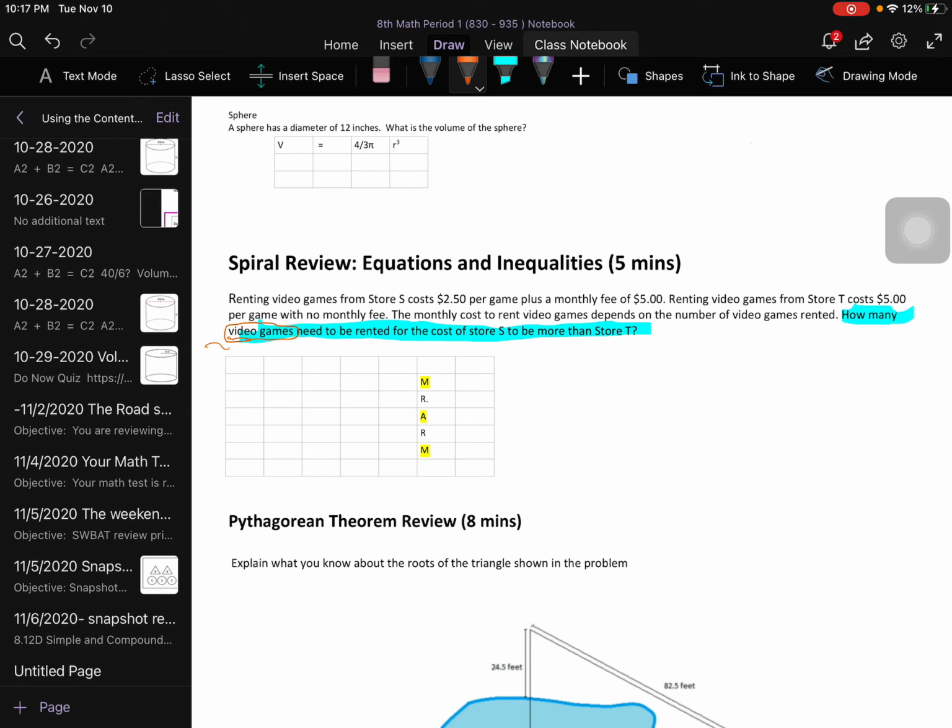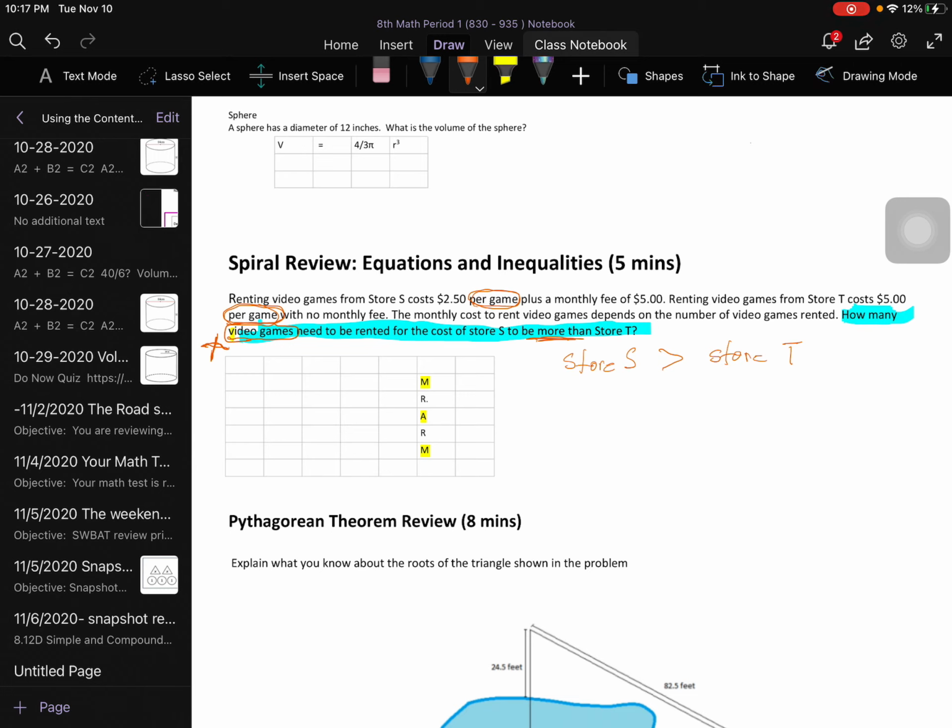Well, right here, it says per game. I can only assume they're talking about video games there. And again, it says right here, per game. I gotta assume they're talking about video games there. So let's write out what we have. It says more than. So store S is more than store T. And that is our setup for our equation.